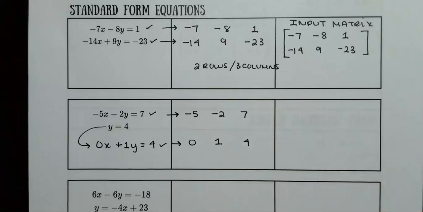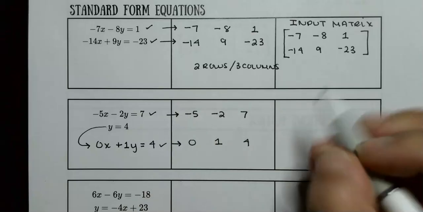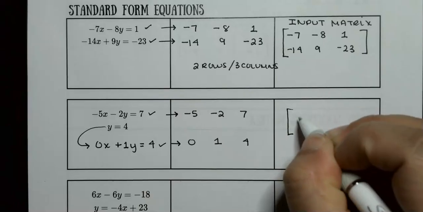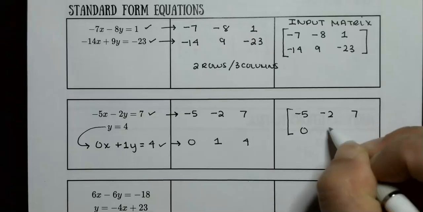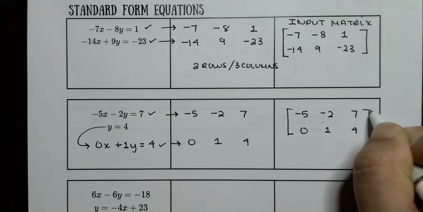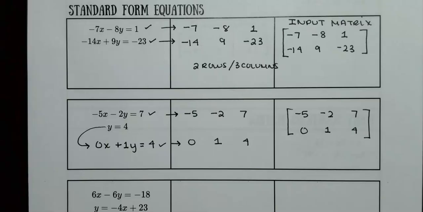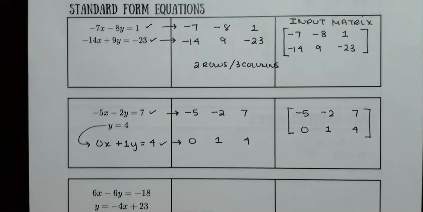So now that we have these numbers, I can now make my input matrix 2 rows, 3 columns. So my input matrix is going to be -5, -2, 7, 0, 1, and 4. So please make sure to look at your equations before you even begin setting up your matrices, because sometimes they have to be adjusted before you can start creating the matrix.